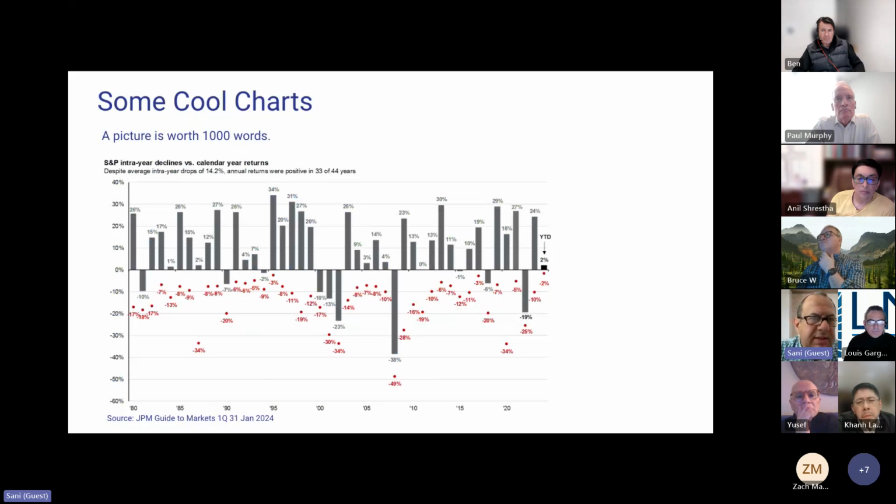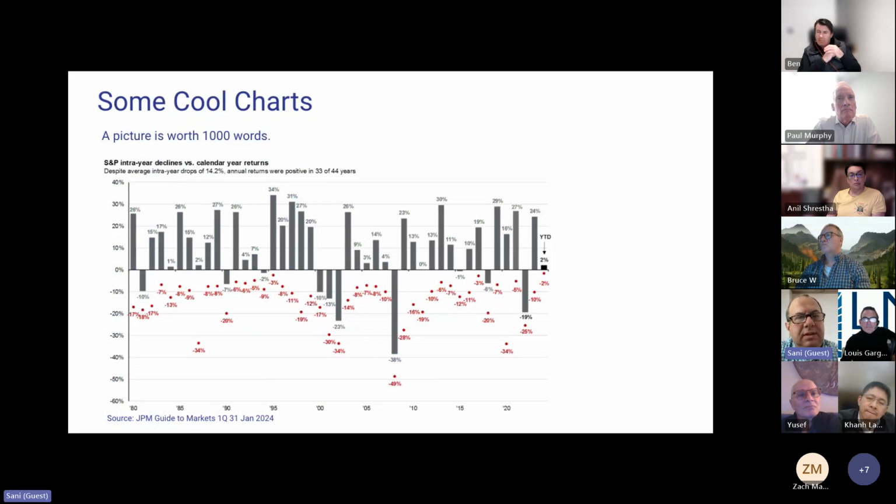So what you will see is those red dots show the low points during that year. You can see in some circumstances, for example, 2003, in the middle of that picture, you'll see a 26% upside. The year finished 26% up. But there was a point during the year where it was down 14. Okay, that says it all for me.